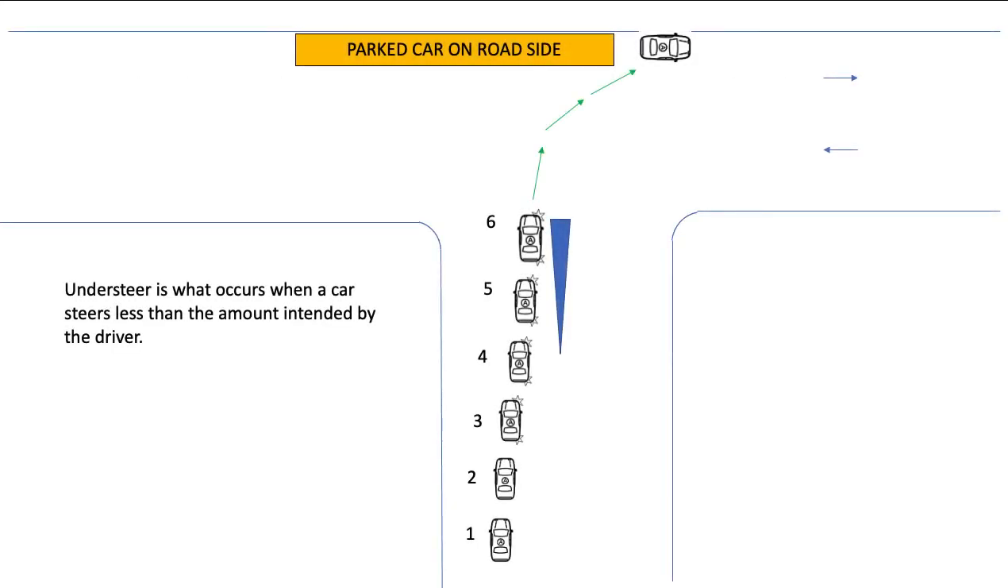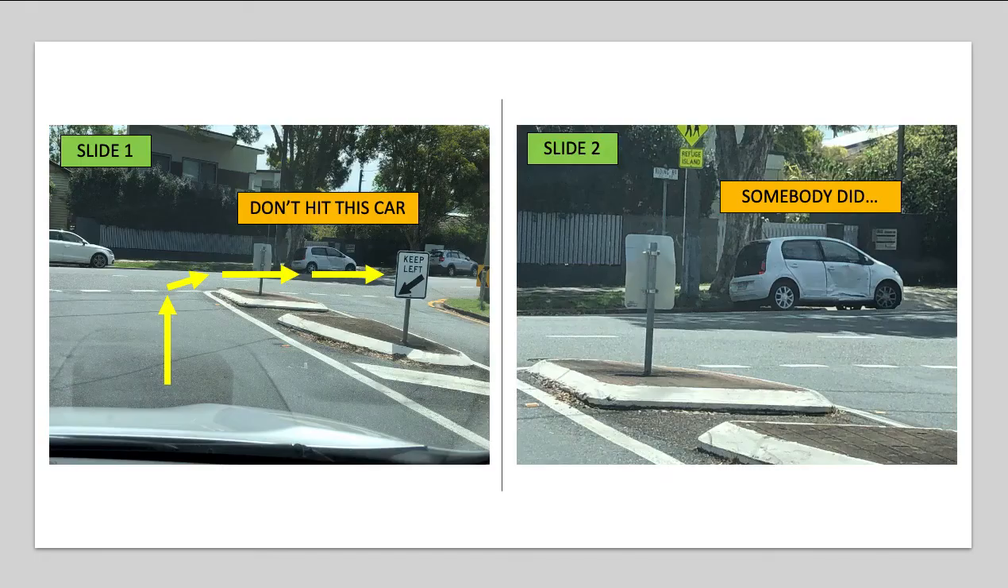Let's have a look at two concepts often brought up in, let's say, defensive driving courses. The first one is understeer. Understeer is what occurs when a car steers less than the amount intended by the driver. So we can see if the driver pulls out from that curb, that the parked car on the side of the road, we may run into it.